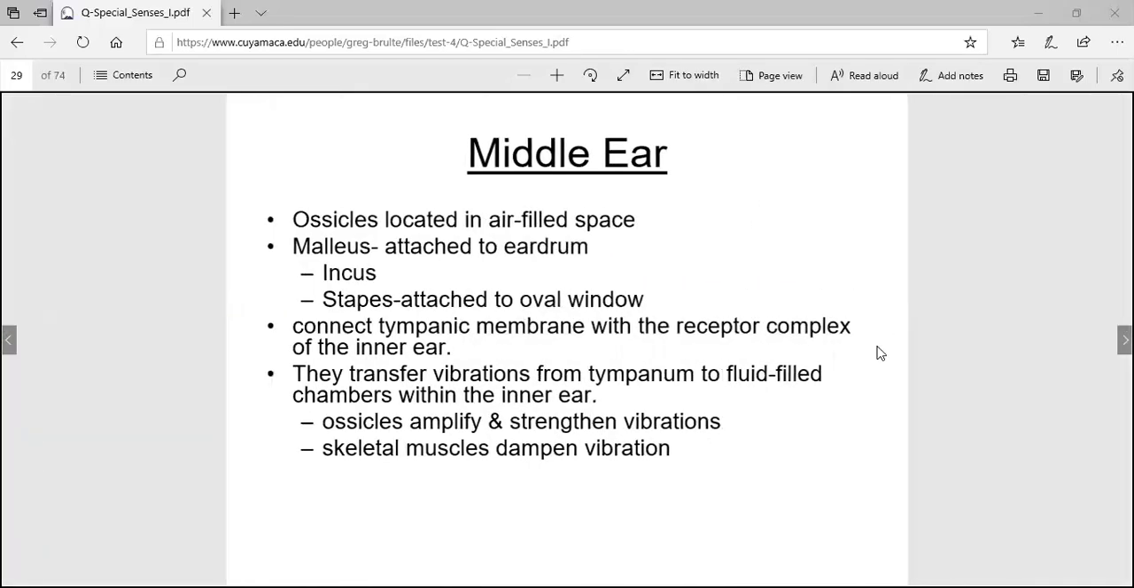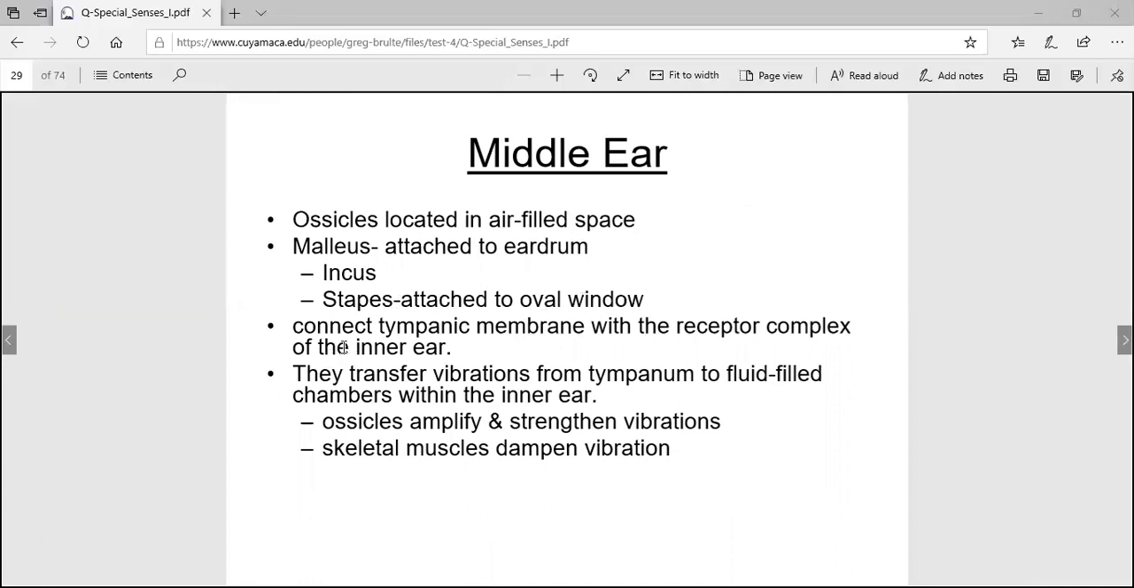Okay. So the ossicles are in a little air-filled space. You've got the malleus, which means mallet, right, or hammer, attached to the eardrum. You've got the incus, that's the one in the middle. It used to be called the anvil, like a blacksmith's anvil. And you've got the stapes, which they used to call the stirrup, and that's attached to the oval window.